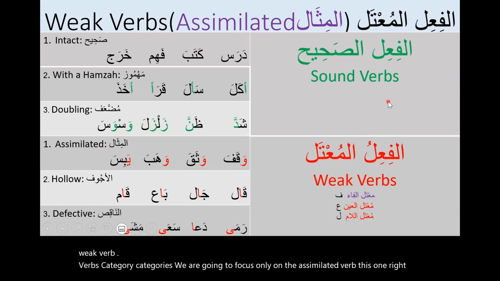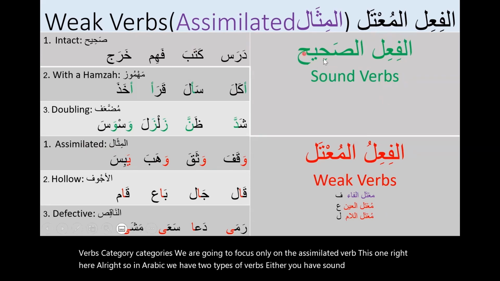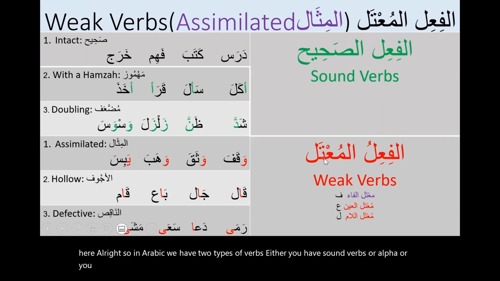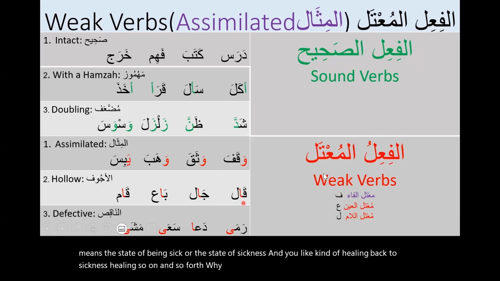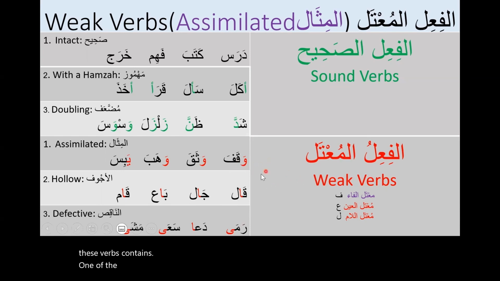All right, so in Arabic, we have two types of verbs. Either you have sound verbs, or al-fi'l al-sahih, or you have al-fi'l al-mu'tal, weak verbs. Why do they call these verbs al-fi'l al-mu'tal? Because any of these verbs contains one of the long vowels, and the long vowels we have in Arabic are the waw, the alif, and the ya.